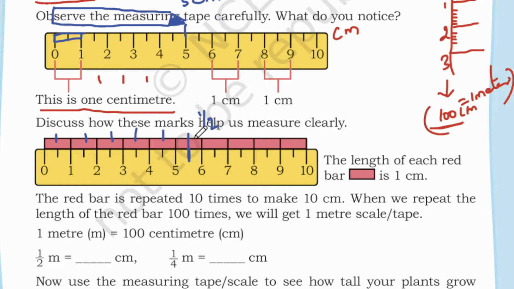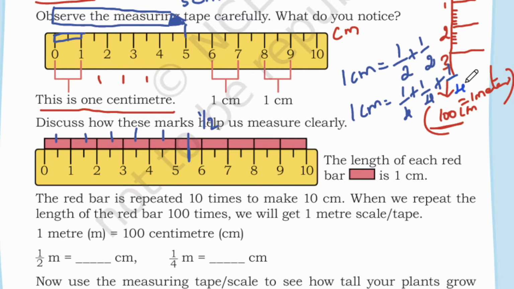Okay, this is half centimeter. Students, you have to understand 1 centimeter is equal to half plus half centimeter. And also 1 centimeter is equal to 4 quarter centimeter. 4 quarter centimeter: 1 by 4, 1 by 4 and 1 by 4.